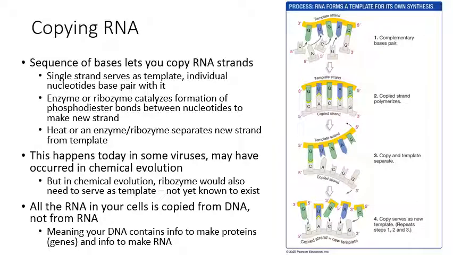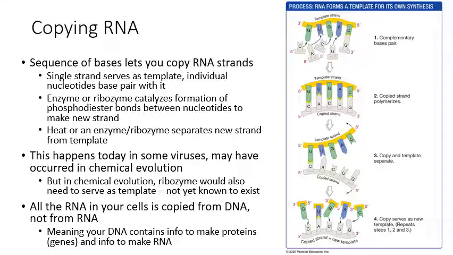So we'll go through the process of copying RNA before we talk more about the evidence for the RNA world hypothesis. This process of copying RNA is really similar to the process of copying DNA. Very similar, in fact. But of course, in RNA, you have just one strand and not two strands. So in DNA, to copy it, you've got to take those strands apart, and then each one of them serves as a template to build a new strand.